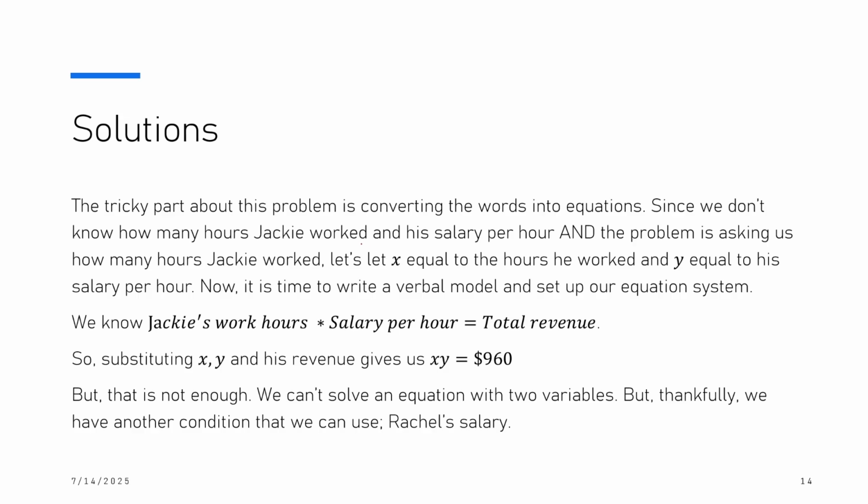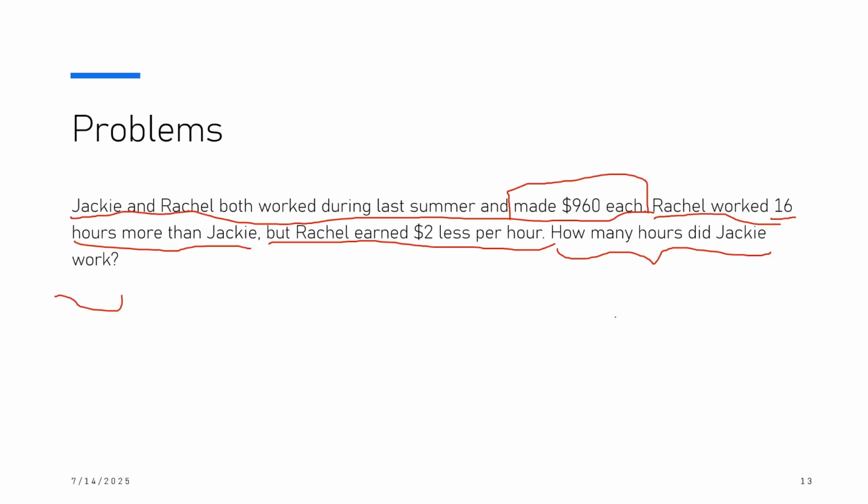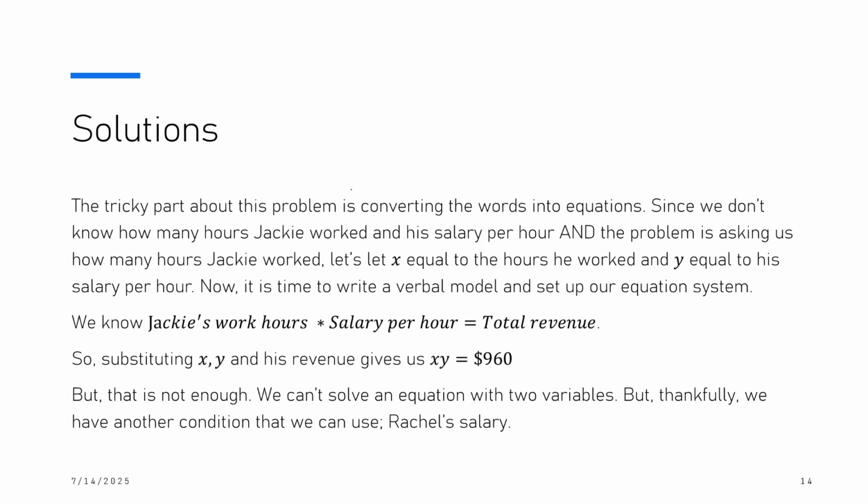So what we do is we let how many hours Jackie worked equal x. If that recalls some memories from 7th grade, how you had to solve word problems by assigning variables, and then draw a verbal model, and then substitute or write an equation, and finally solve it. This is what we're basically doing. So how many hours Jackie worked is shown over here as our verbal model, and we know that times this salary model equals the total revenue.